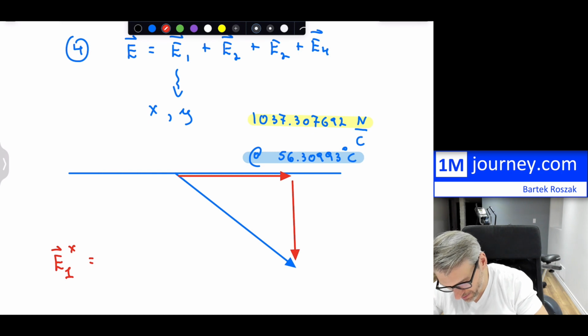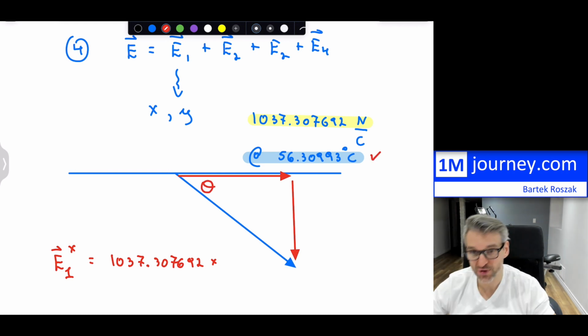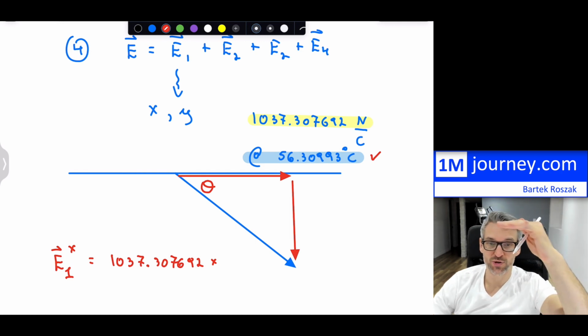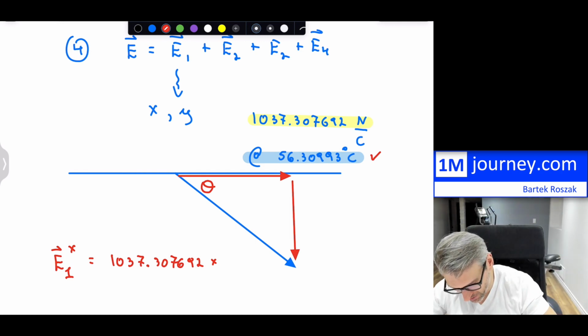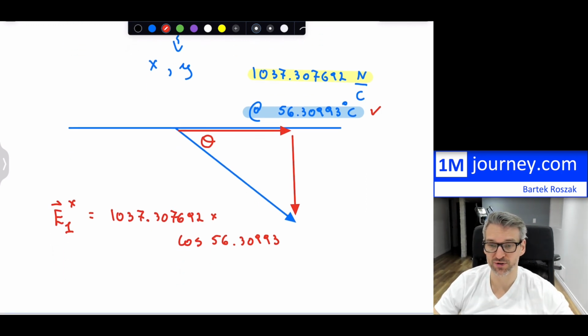It is equal to the magnitude, 1037.3076, etc., multiplied by, now I need this angle, which I do have, right there, and that is going to be the cos, because cos means the X component that I have. So it's going to be multiplied by cos of 56.30993. Now, if you remember, cos of 56.30993, that just goes back.